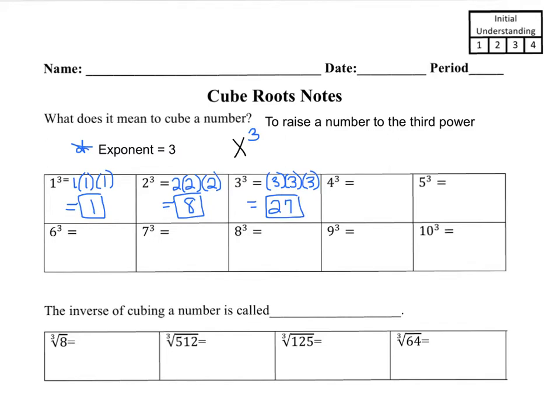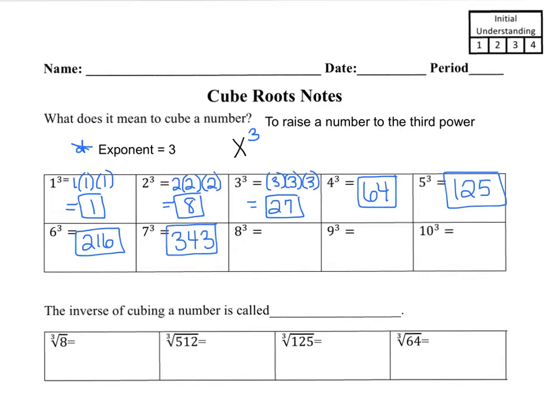So 4 to the third power, 4 times 4 times 4, is 64. 5 to the third power is 5 times 5 times 5, which is 125. 6 to the third power, 6 times 6 times 6, which is 216. 7 to the third power is 7 times 7 times 7, which gives us 343. 8 to the third power, 8 times 8 times 8, gives us 512. 9 to the third power, 9 times 9 times 9, gives us 729. And 10 to the third power is 10 times 10 times 10, which gives us 1,000.